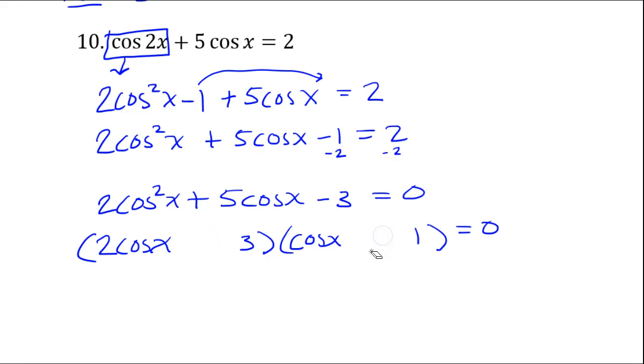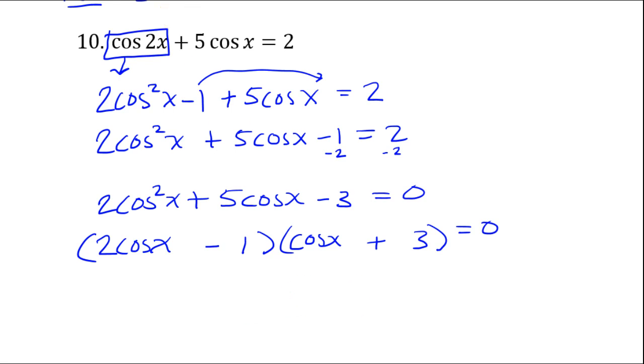So the only thing I can do is try switching them up. Instead I will put the 1 here and the 3 here and check it out again. Inner plus outer must equal middle. Inner, if I do it this way, I have 1 cosine x. Outer, I have 6 cosine x. I'm trying to get a middle of 5 cosine x. That will happen if I have a negative 1 and a positive 6. So this would have to be negative and this would have to be positive. Will that give me negative 3? Yes, negative 1 times positive 3 is negative 3, so this is the right way to factor.